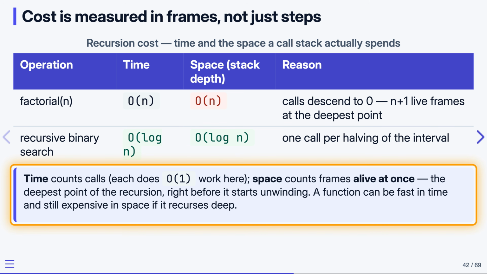Think of it this way. Time counts the calls. Space counts the frames alive at once, at the deepest point just before the recursion starts to unwind. A function can be fast in time, but still costly in space if it goes very deep.